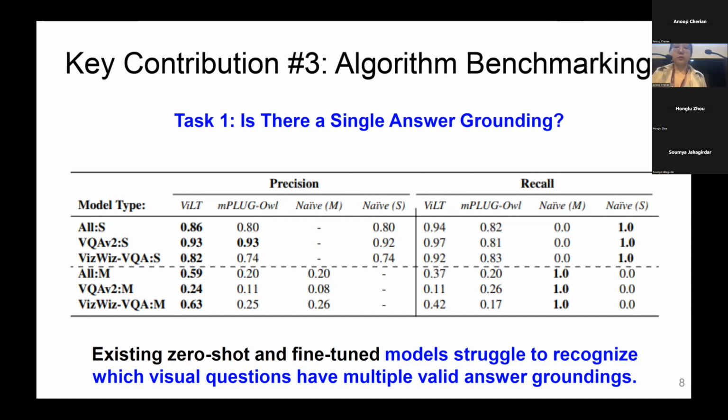We benchmarked 2 VQA models. ViLT is fine-tuned on our dataset, and mPLUG is tested in the zero-shot setting. We observed that models struggle to recognize which visual questions have multiple valid answer groundings.